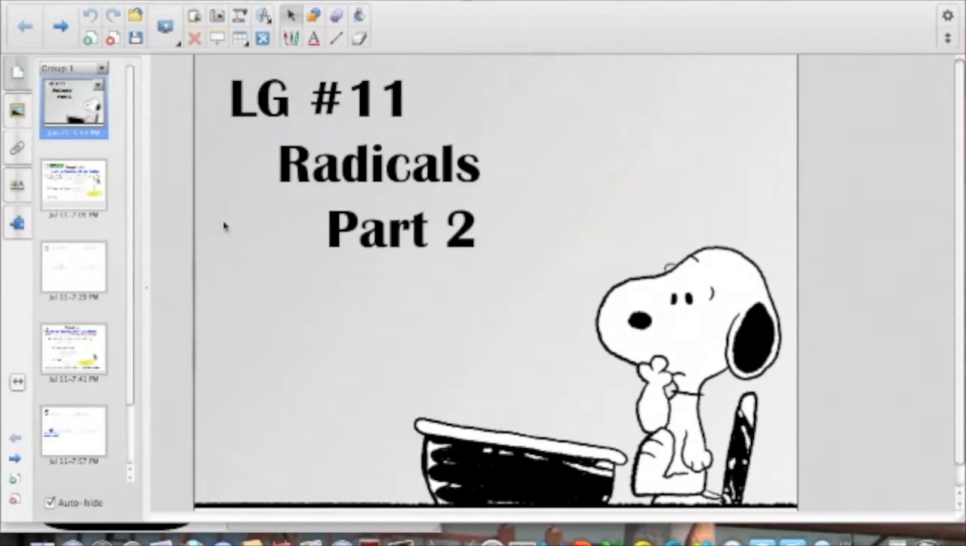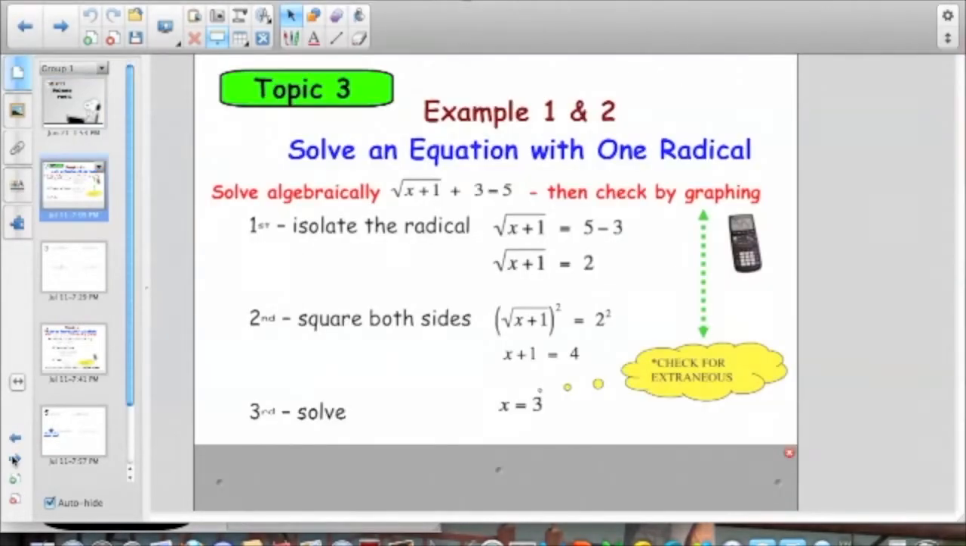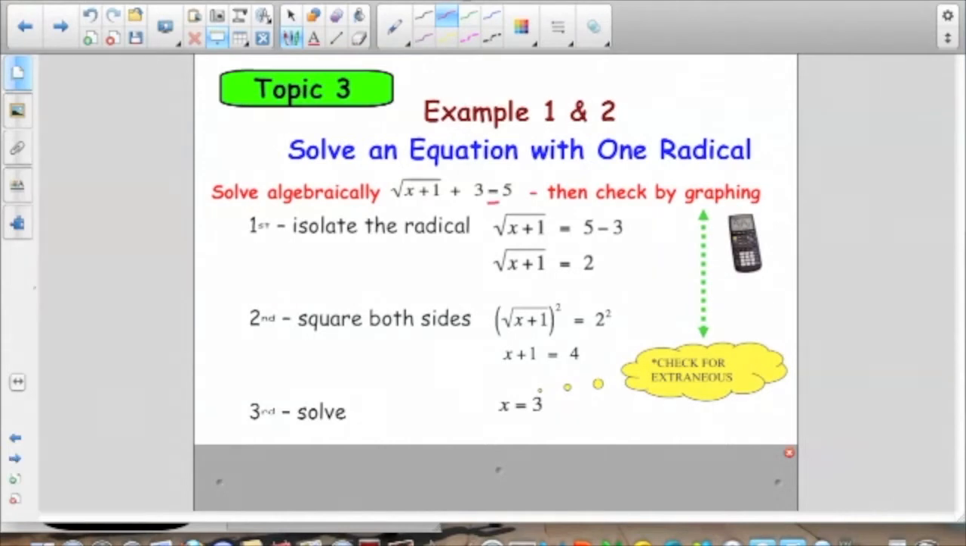All right, so topic 3. We have radicals now that are in equation form, so now you see an equal sign. And we're dealing just with one radical for the first part, and then we'll move into 2 radicals.